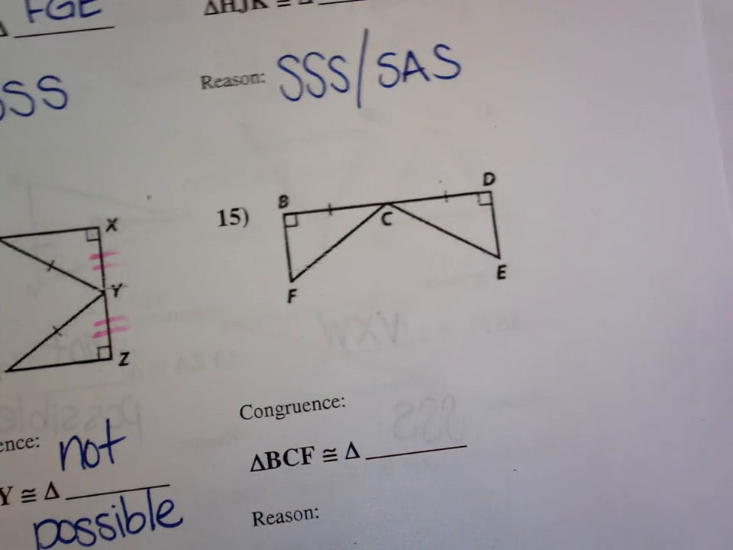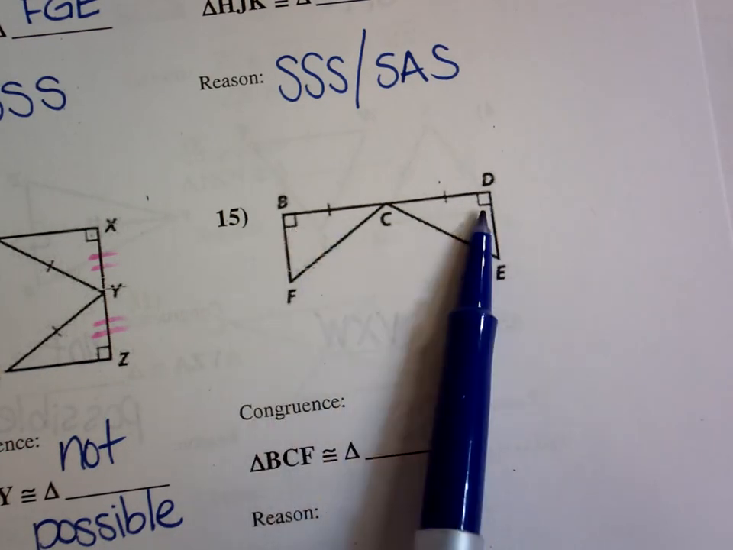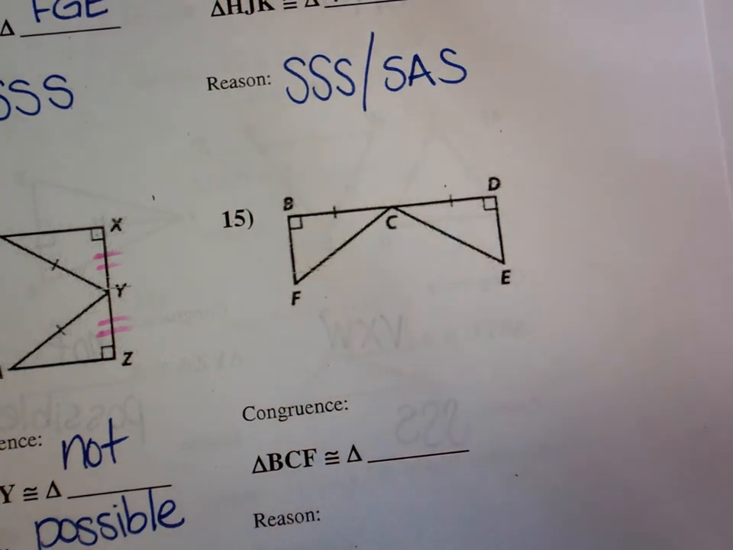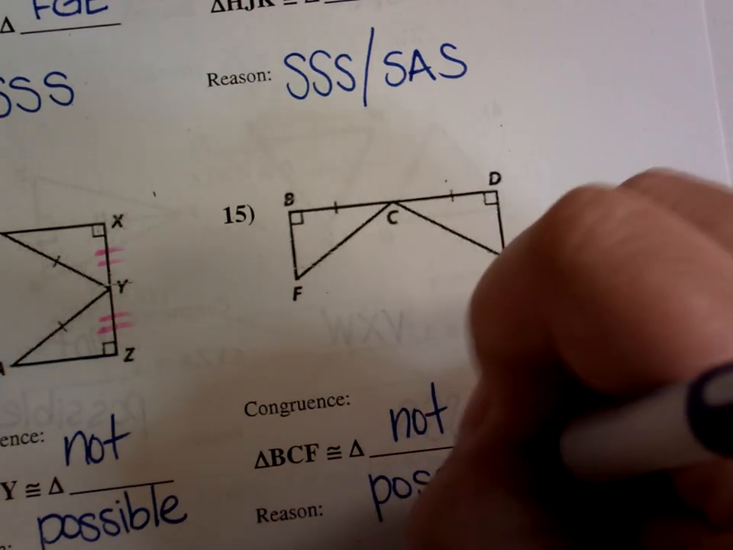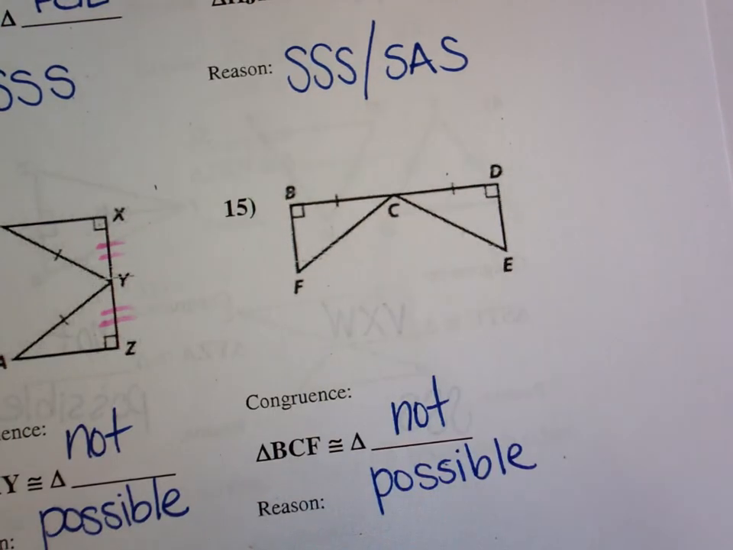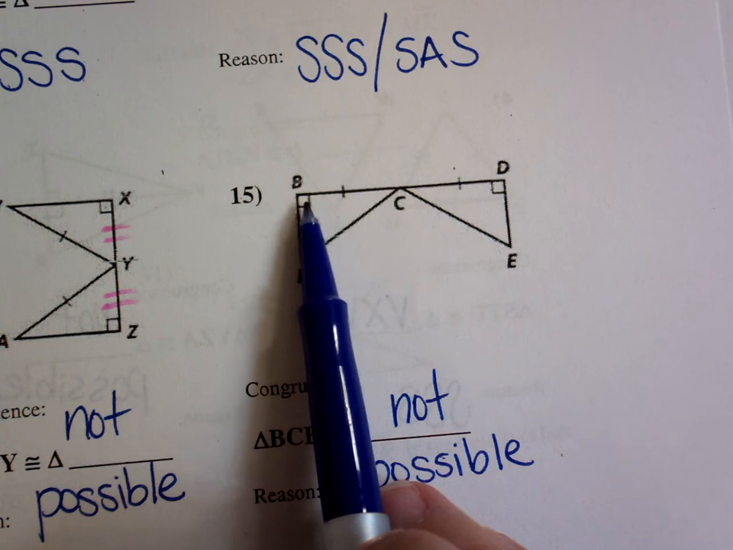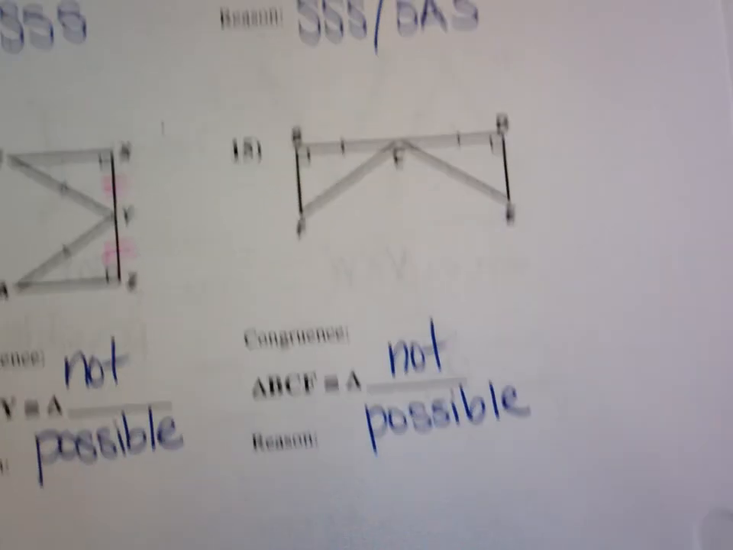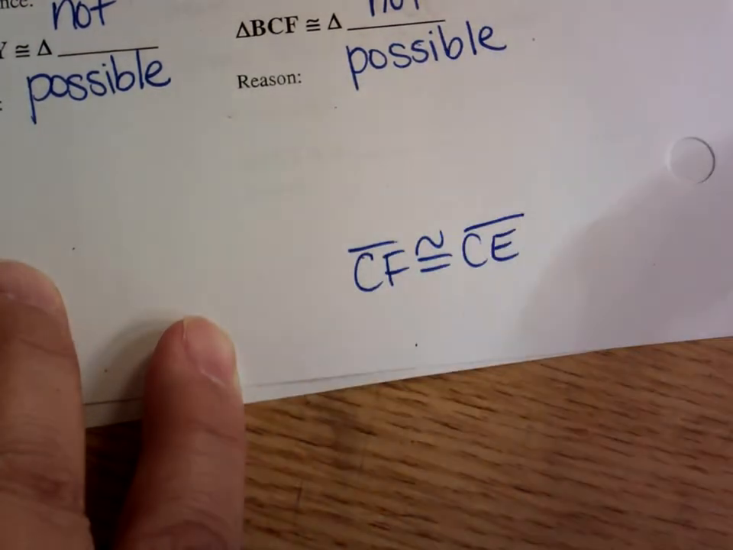How about this one? Pretty much the same scenario. I've got a pair of congruent angles, I've got a pair of congruent sides, and then I'm done. I've got nothing else. So let's ask that question that I was just talking about. What else would I have to know in order to use hypotenuse leg for this one? Well, I'd have to know that the hypotenuses were congruent, because this is a leg, and I have the right triangles. I would have to know that CF is congruent to CE. So if I were asked that, my answer would be this.